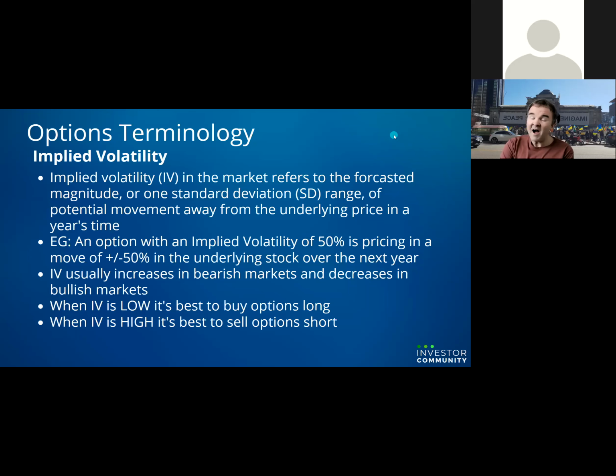When IV is high, it is best to sell options short. Now we can use this to our advantage, right? If IV has never been higher than it is on this stock, then we probably want to be selling options. We certainly don't want to be buying them, because when volatility moves around, it affects the price of the option.